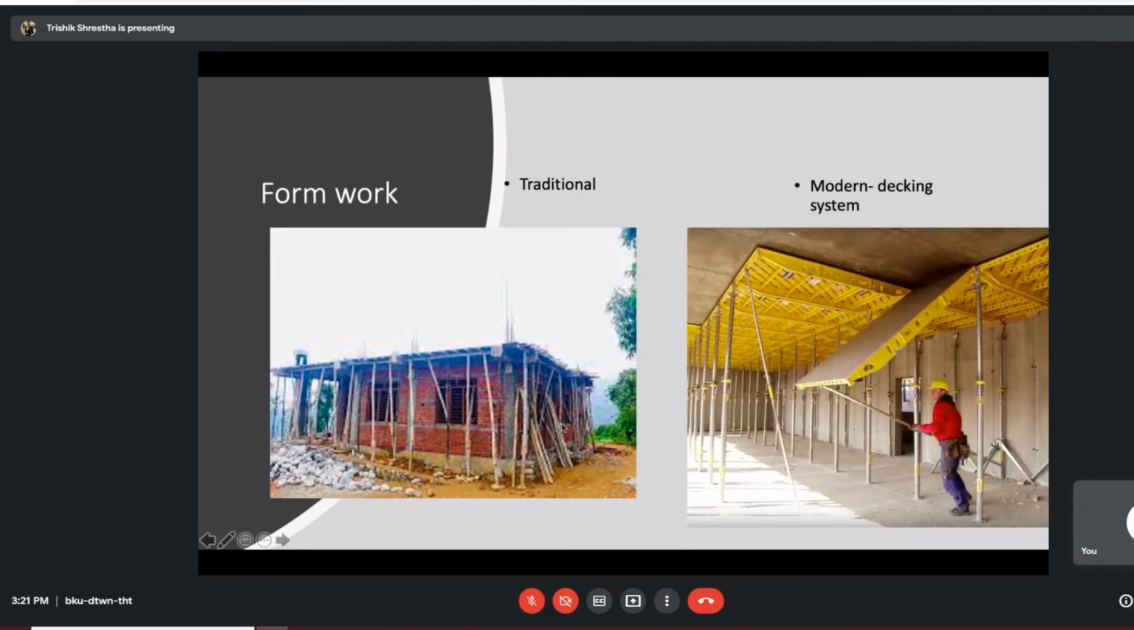Compared to the amount of formwork being used in this picture right here, this takes at least 2 days to do. If we were using the modern decking system, then this could have been done in a matter of hours, maybe 2 hours at most.